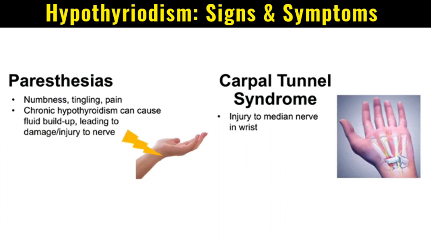So again, we can see paresthesias, numbness and tingling sensations in different parts of the body. This is often due to long-standing chronic hypothyroidism. And then we can also see carpal tunnel syndrome occurring, and we see that particular pattern of involvement where we have numbness and tingling sensation in particular fingers in the hand. And this is due to compression or injury to the median nerve.